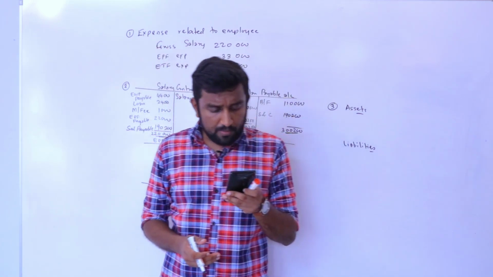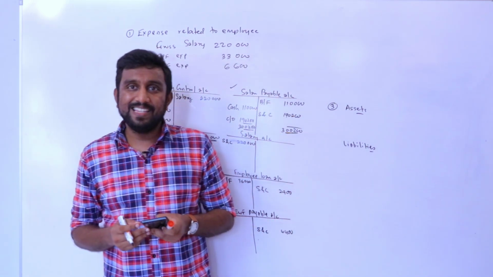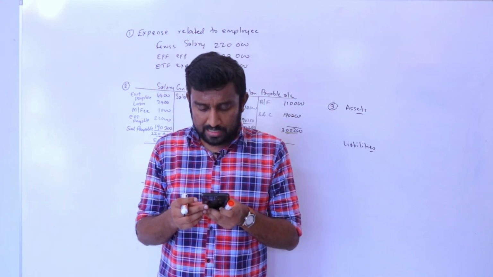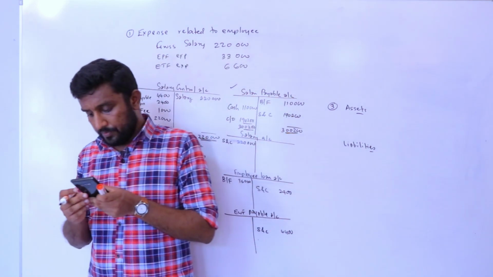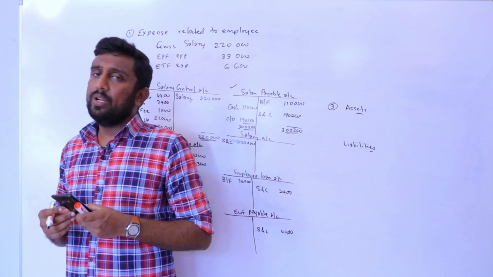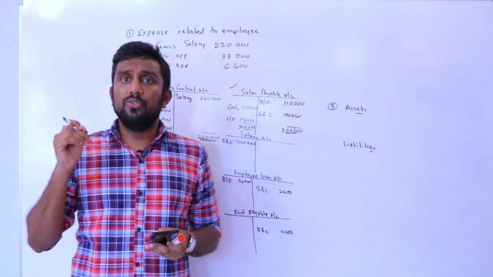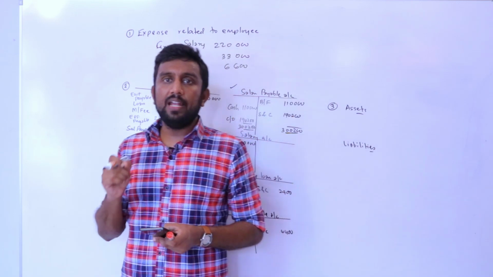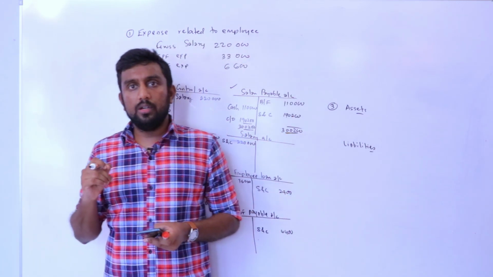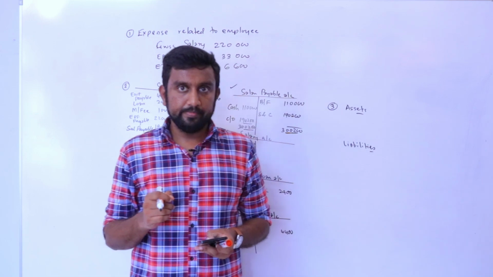So if I check my ETF, the amount is 3,600. My gross is how much? 120,000 for Arun, so 3% of 120,000 is how much? 3,600. So that's also fine. So they are calculating EPF and ETF on what? On the gross amount, right?